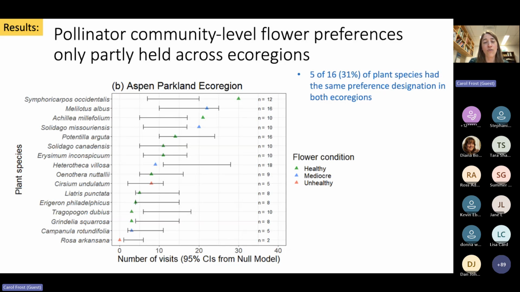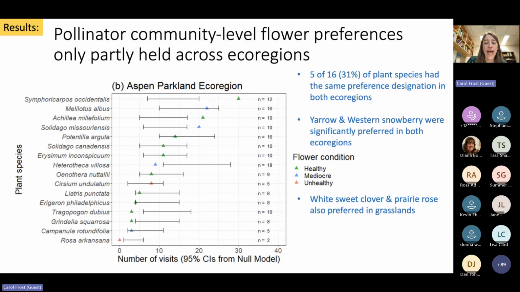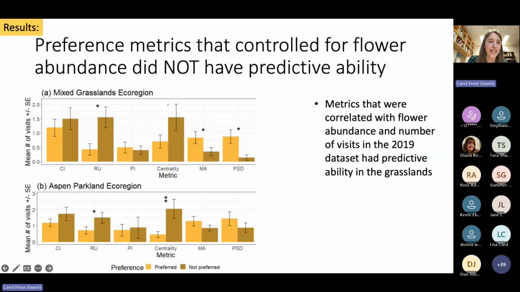5 of 16, or 31% of plant species, had the same preference designation in both ecoregions. So the preference designation held in only 31% of cases. Yarrow and western snowberry were significantly preferred in both ecoregions, and white sweet clover and prairie rose were also preferred in grasslands, whereas prairie goldenrod was also preferred in parkland.